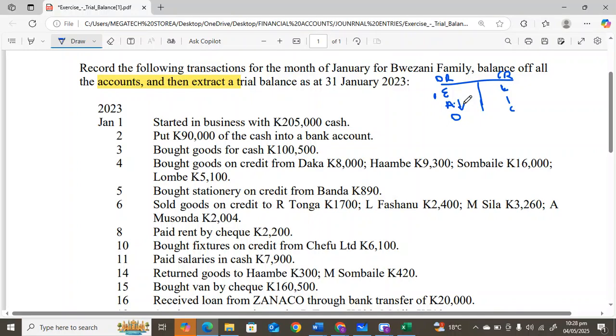Okay. Bought goods on credit from Dhaka 8,000, Hambe 9,300, Sombaile 16,000, Lombe 5,100. So we've made many transactions with many people. So let's first focus with Dhaka. So how we do it with Dhaka, we'll do it with everybody else. So what two accounts are involved here?